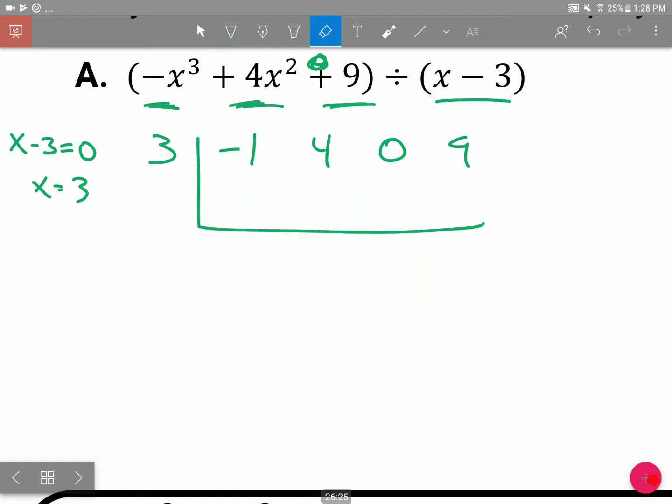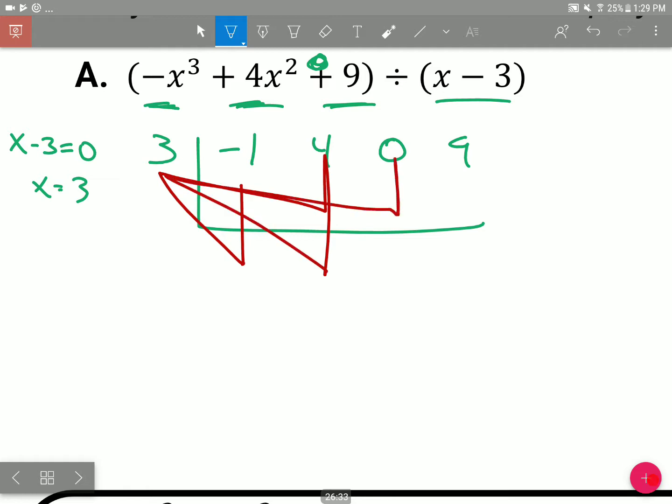Okay? So let's do that again. Basically, here's what I'm saying. We're going to drop the first term, multiply by what's out front, then add. Multiply by what's out front, add. Multiply by what's out front, add. Okay, 3. So here we go.